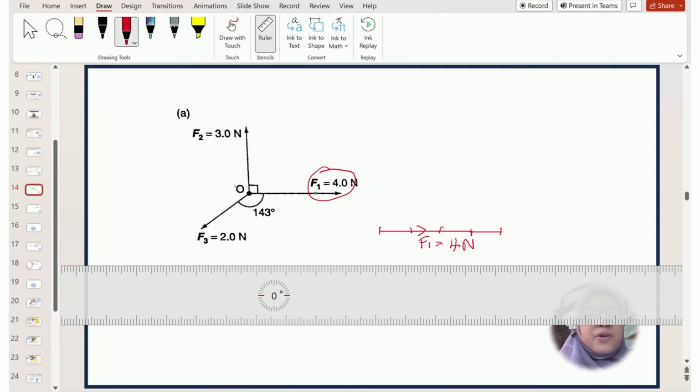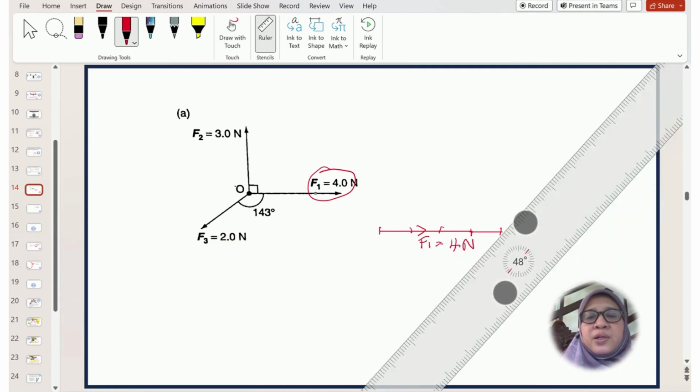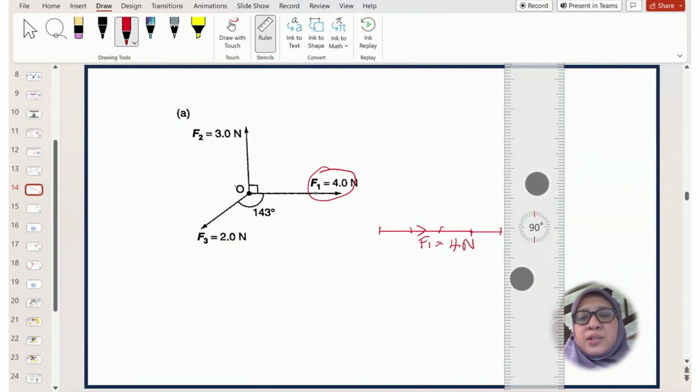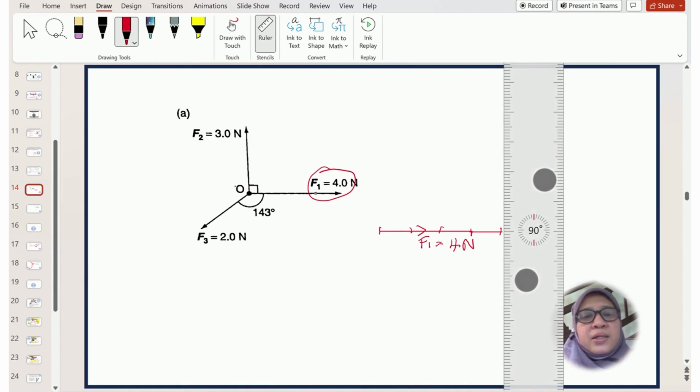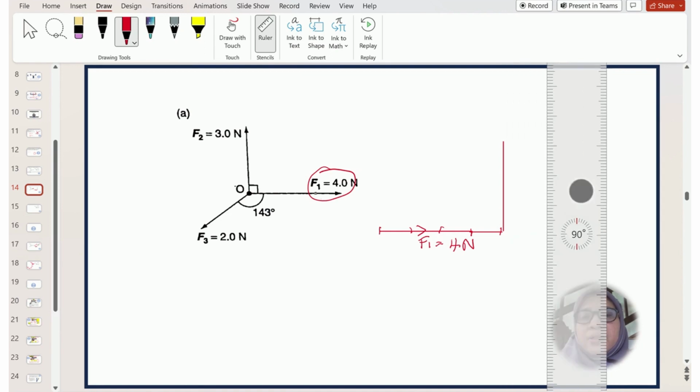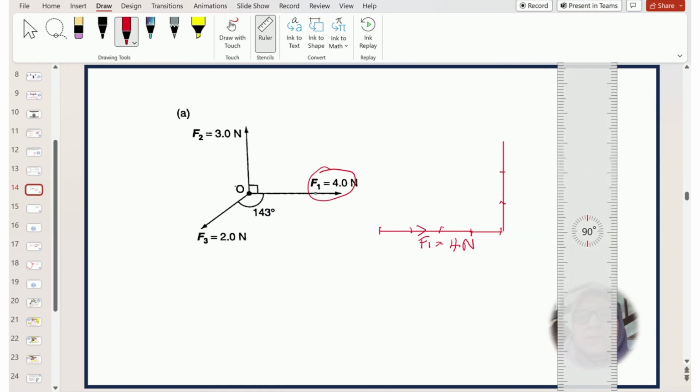Next, F1 is followed by F2, 3 Newton. So we continue drawing, 1 centimeter to represent 1 Newton. So we have 1, 2 and then 3, which represents F2, with the scale 3 centimeter to represent 3 Newton. The direction is upward.